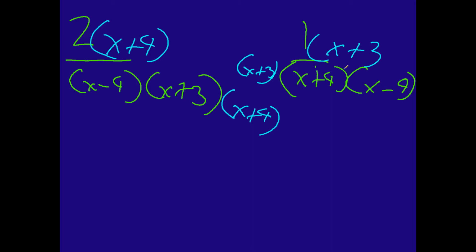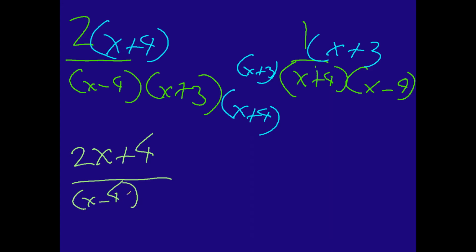Now the only thing we're going to do, the last step in this video, because there's much more that could be done here, is simplify the numerator. We're not going to simplify the denominator in this particular video. So the final answer, if you will, to make this as clean as possible is going to be 2x plus 4 over x minus 4, x plus 3, x plus 4.